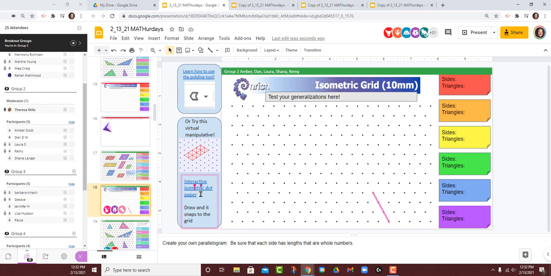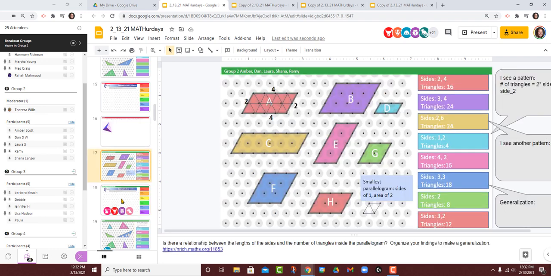Hi, group 2. I see several people are checking out that new dot paper. I love that things just snap to the grid on that. Go ahead and test out your generalization. See if your thinking holds true.